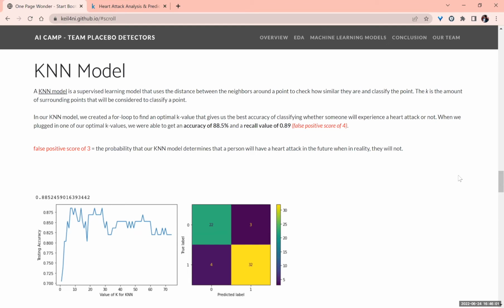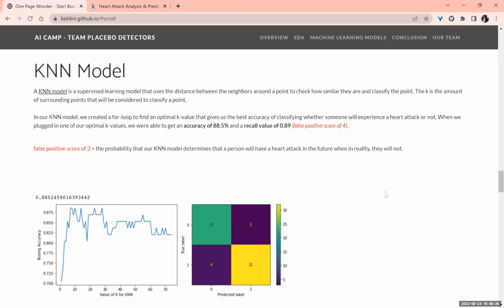In our KNN model, we created a for loop to find the optimal K value that gives us the best accuracy for classifying whether someone will experience a heart attack or not. When we plugged in one of our optimal K values, we got an accuracy of 88.5% and a recall value of 0.89. As you can see in our graph, in our confusion matrix, the number of true positives and true negatives are a lot higher than the number of false positives and false negatives.